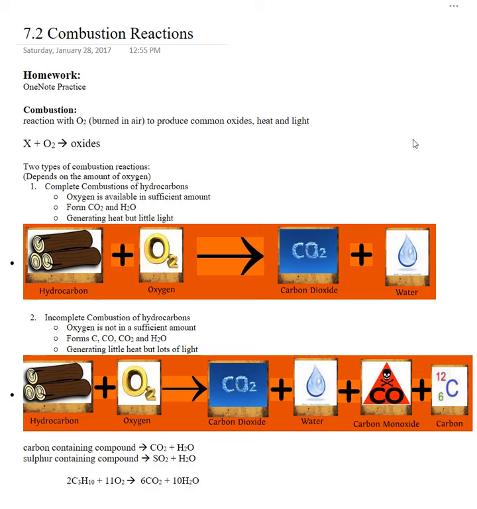When we react something with oxygen to produce oxides, it depends on what the starting material is to determine what type of oxides are going to be produced. When we say oxides, those are really just compounds of oxygen. The most common type of combustion reaction is to look at an organic hydrocarbon reacting with oxygen to produce carbon dioxide and water. So carbon dioxide and water are the oxides of the hydrocarbon.